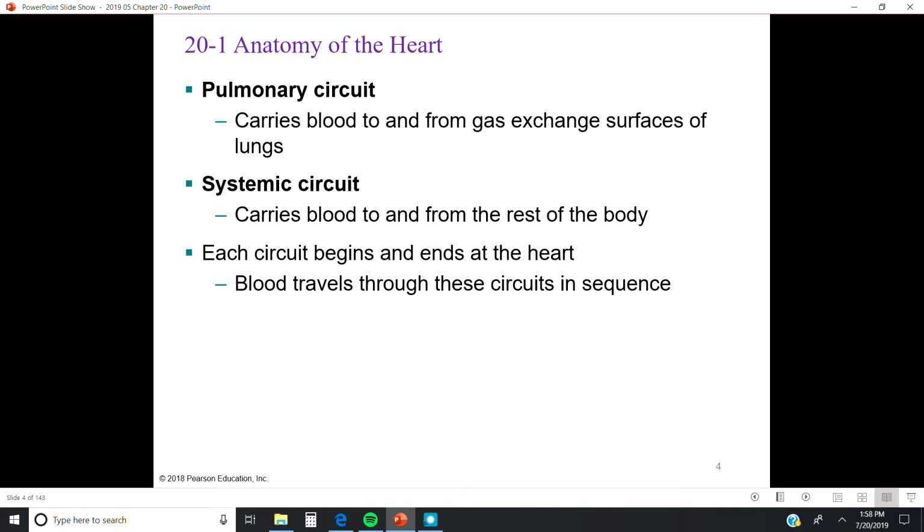Before we begin, anytime you hear the word pulmonary, think lungs. So very simply, the pulmonary circuit is going to move the blood to and from the heart and the lungs. We're going to see, for instance, deoxygenated blood is going to go from the heart over to the lungs to become oxygenated and then return back to the heart. That would be the pulmonary circuit. The systemic circuit is going to include all the blood that's oxygenated but being sent out to the rest of the body.